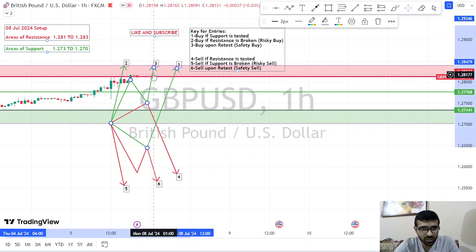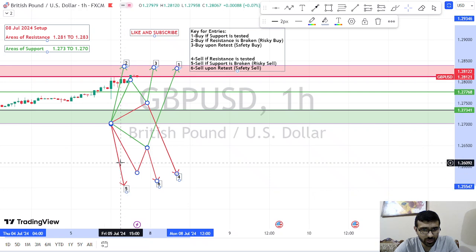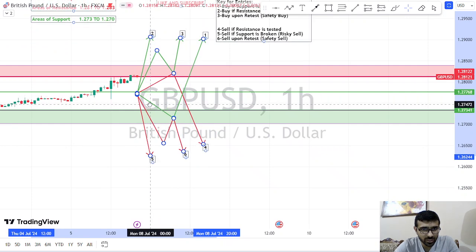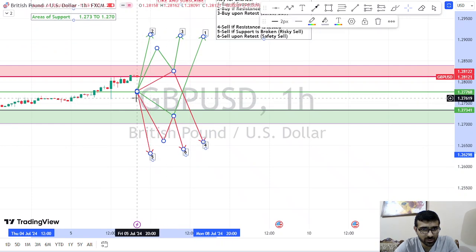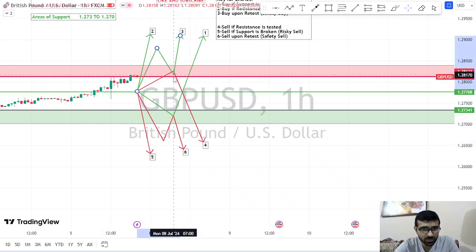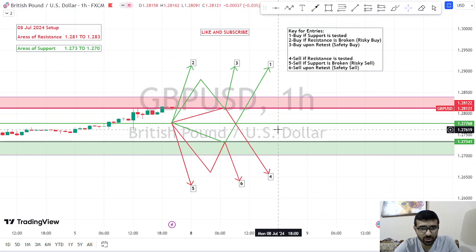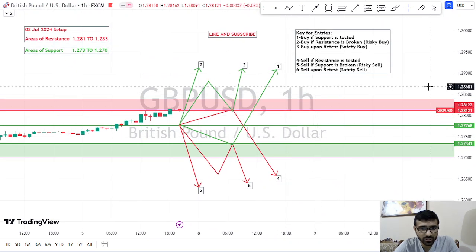and I hope that you guys will be making some good profits in this GBP USD pair, which is the British pound versus US dollar. So let me set this level a little bit so you guys can easily take trades. Okay, so that's all for the GBP USD pair.